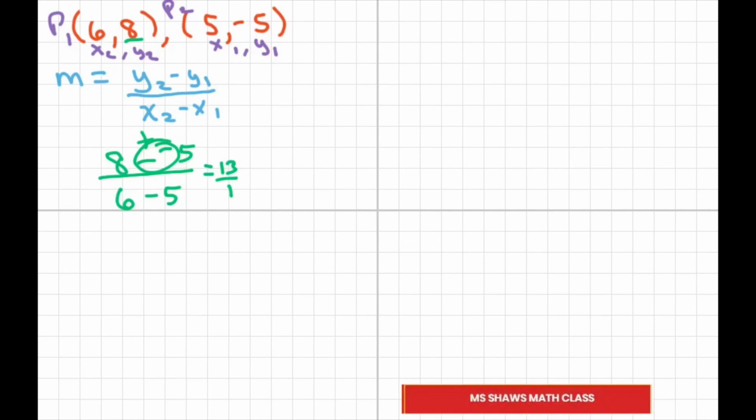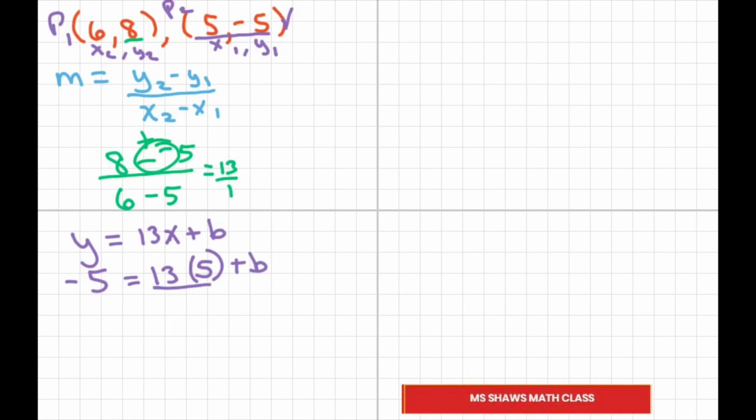I don't have room for the slope on this, but we have to write the equation. So we have y equals 13x, and we don't have our b. So you just plug in one of these points. So I'm going to plug in this one. Doesn't matter, you can plug in any one. Your y is negative 5, and your x is 5. And solve for b. So 13 times 5 is 65. And subtract the 65, you get negative 70 equals b.